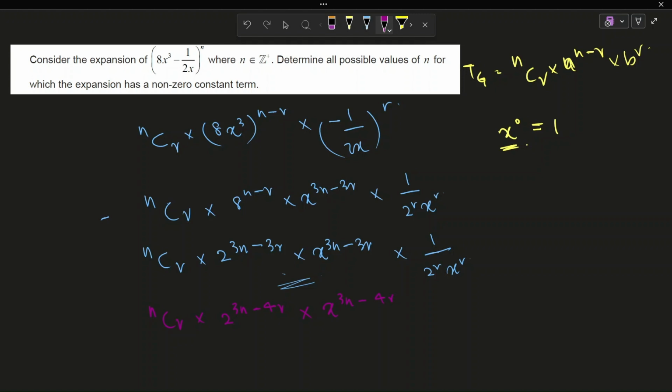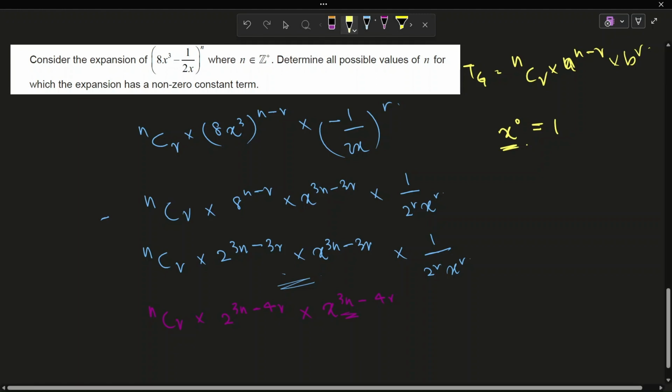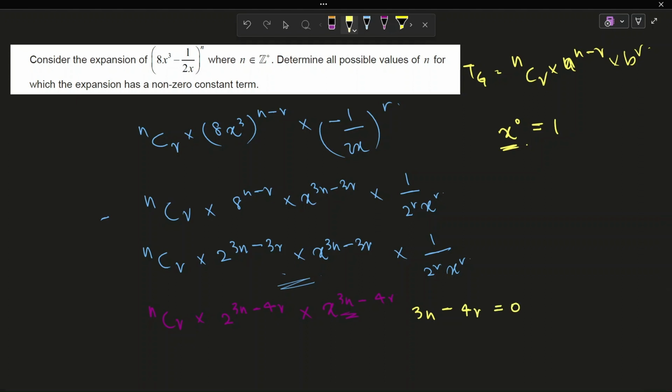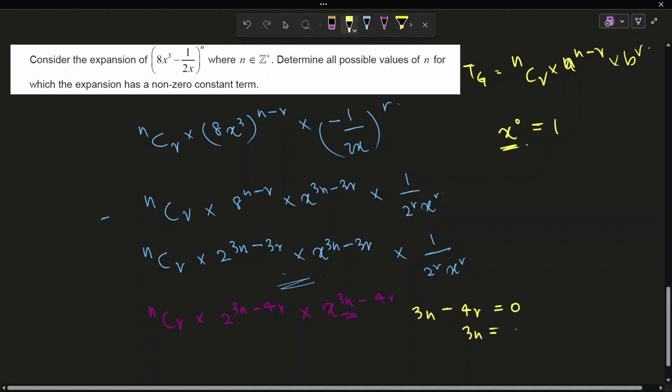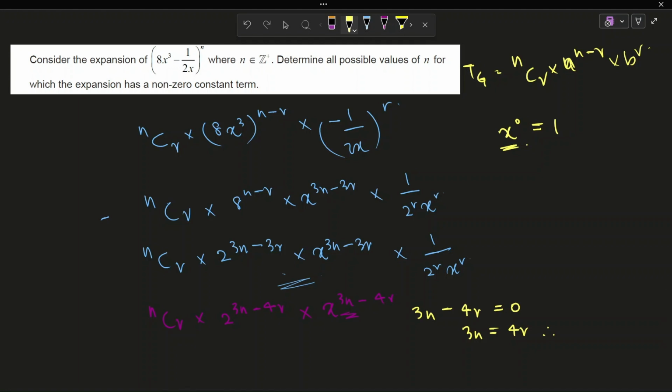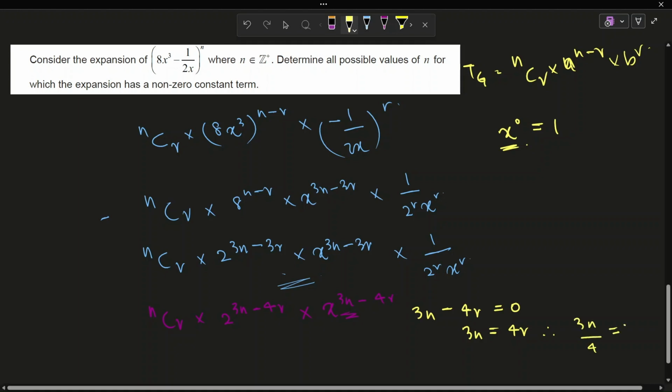Now, they're asking for a non-zero constant term and the values of n. And we know that the constant term has an x value of x to the power 0. Now, we have an x over here. So that means that 3n minus 4r has to be equal to 0. Therefore, 3n equals 4r. Therefore, we're going to keep n with 3 and we're going to take 4 away from r. Then we're going to get 3n over 4 equals r.